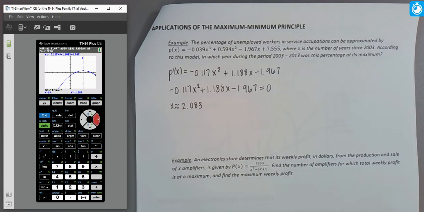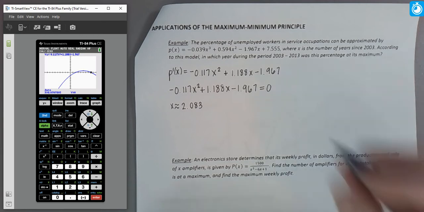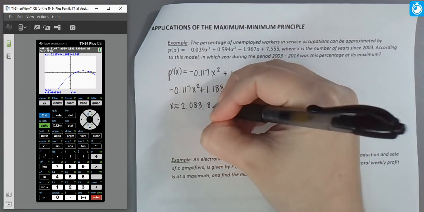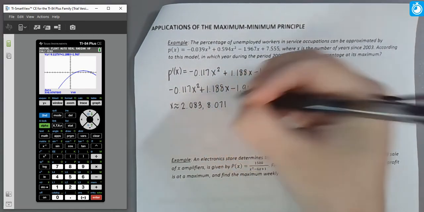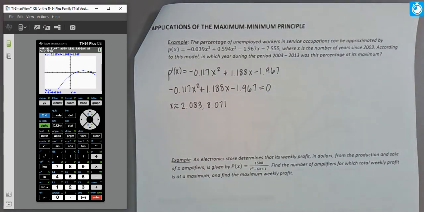Now I need to set my boundary to the right. So again, arrow over until you get to the right-hand side of your intercept and hit enter again. And notice we've set bounds and the intercept is between them. So now I'm going to press enter one more time, and it's going to give me the location of that other value. And so if we were to round that, it's really close to 8, but about 8.071.